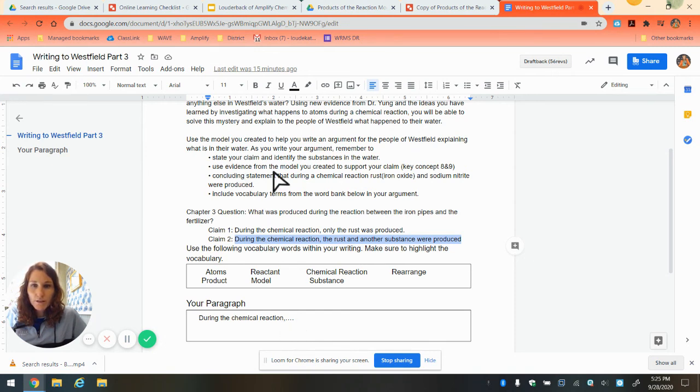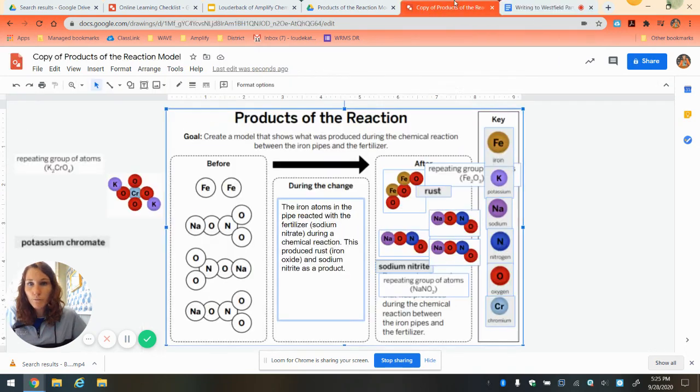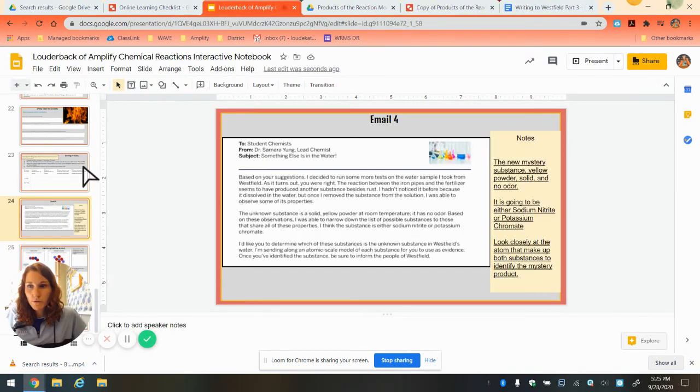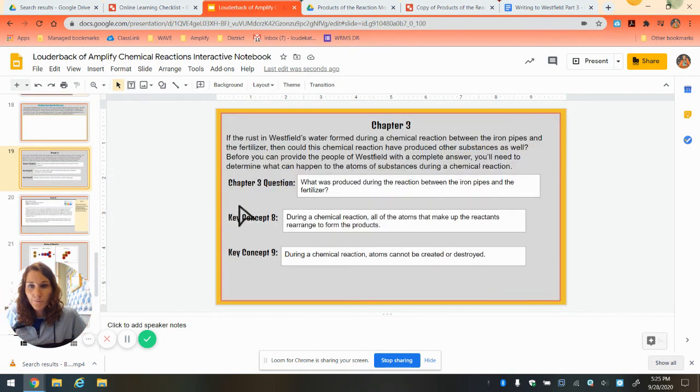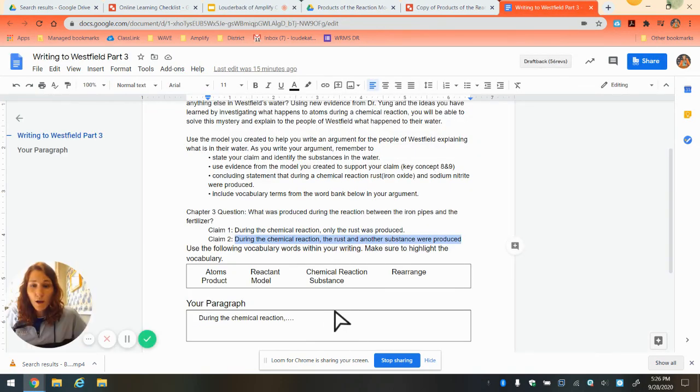Then you're going to use evidence from the model you created to support your claim, along with key concepts 8 and 9. So you want to use the sentence you created in your model. You also want to use key concepts 8 and 9, that during a reaction, all atoms that make up the reactants rearrange to form the products, and that atoms cannot be created or destroyed. Both of these need to be in your paragraph to help support that both rust and sodium nitrate were formed.